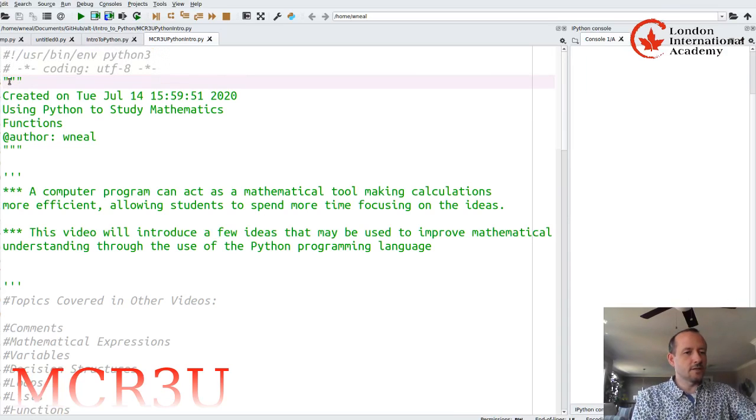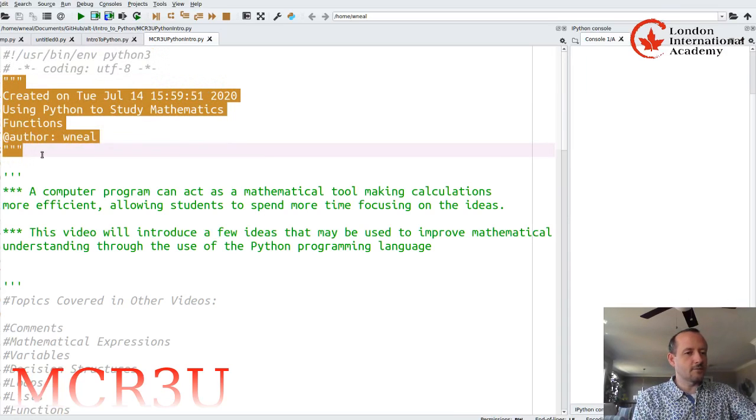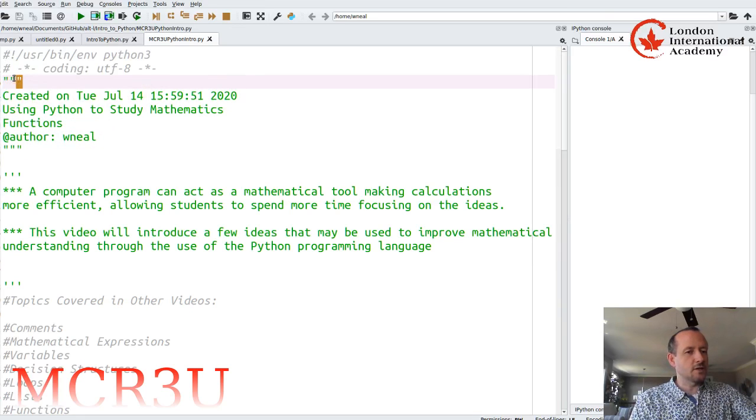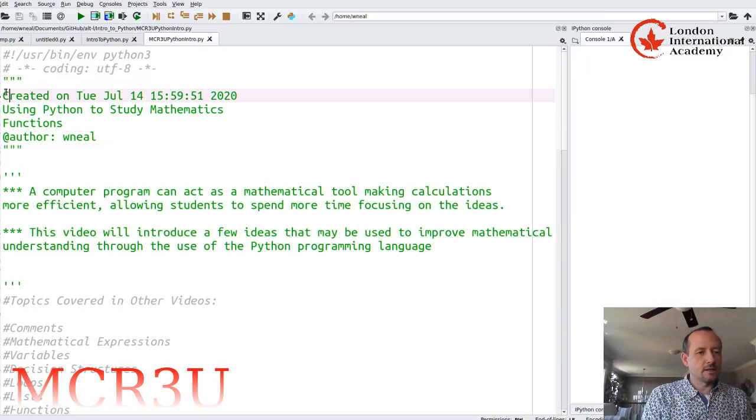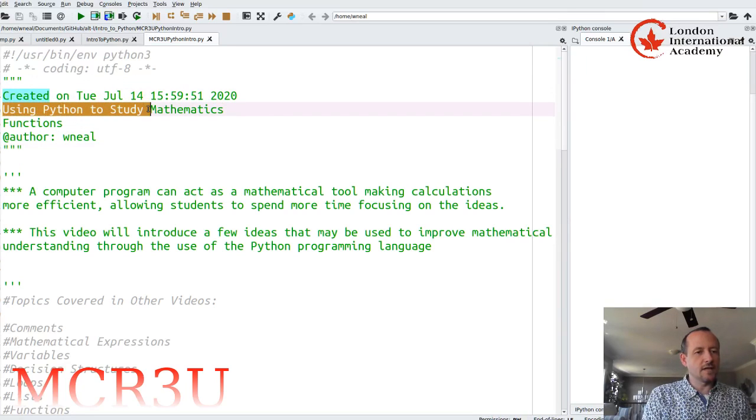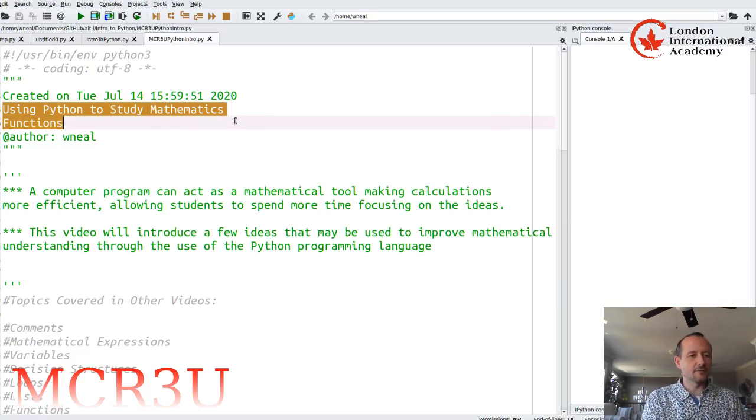So here is another message, and it's several lines long. It doesn't start with a hashtag. It starts with 3 quotation marks, double quotes, and it ends with 3 double quotes. This one here is called a multi-line comment. And here it's just the name of the program and the time that the program was created, using Python to study mathematics. And of course our overall topic is functions, because that's our course.